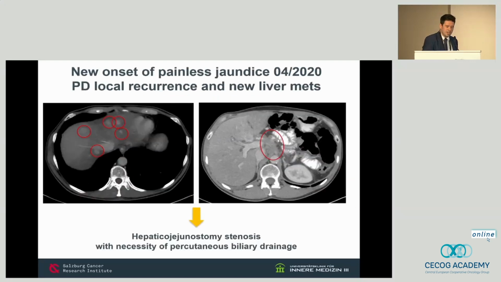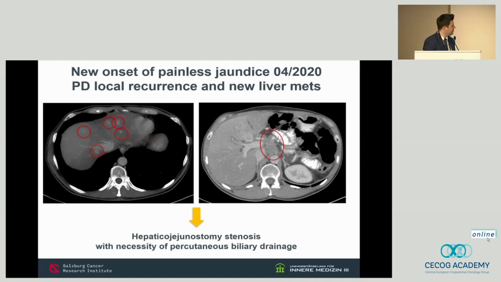Unfortunately, the patient presented to our clinic before the next scheduled appointment because of painless jaundice, and we performed CT images rapidly again, and unfortunately saw a progressive disease of the local recurrence as well as new liver metastasis spread bilaterally.